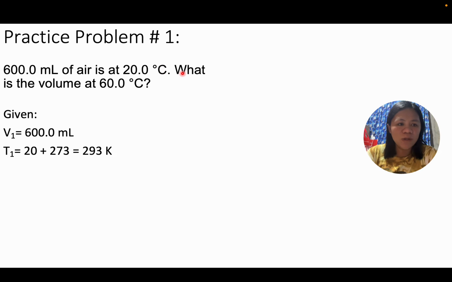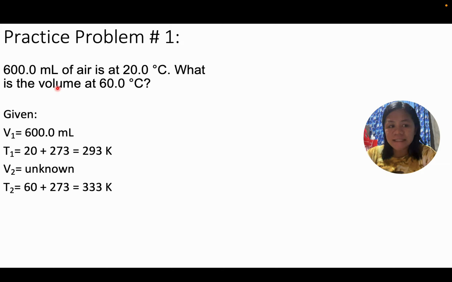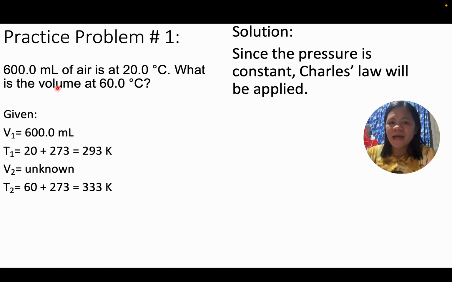And what we're looking for is the volume, so that's our unknown. And our T2 is 60 degrees Celsius, and of course, we have to add 273 in order to convert it to Kelvin. So, again, pressure is constant. Actually, it wasn't mentioned, it's a very short question. So, this is our formula.